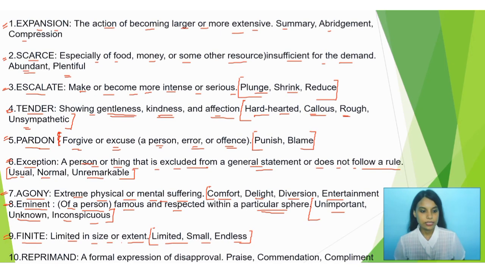The next word is reprimand, which means a formal expression of disapproval, like you're disapproving something. And the opposites are praise, commendation, and compliment.